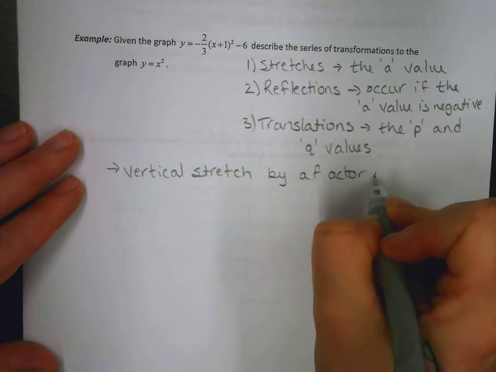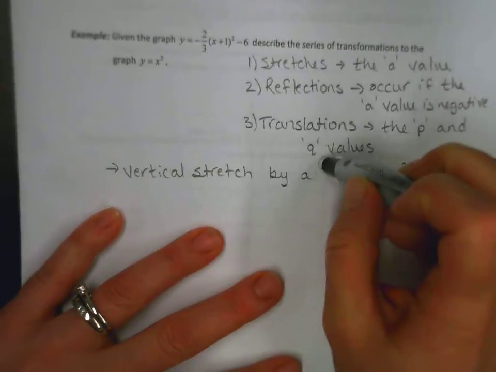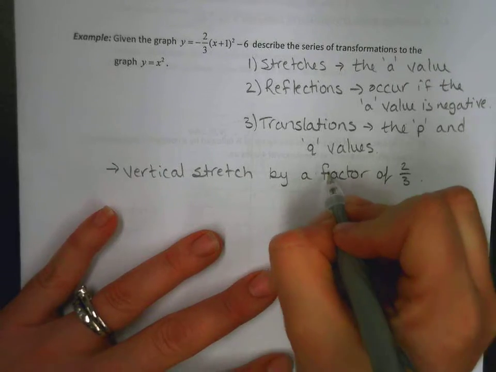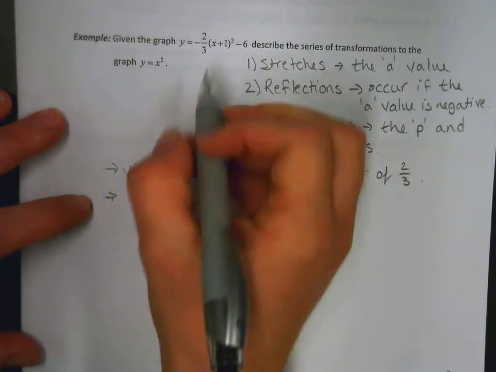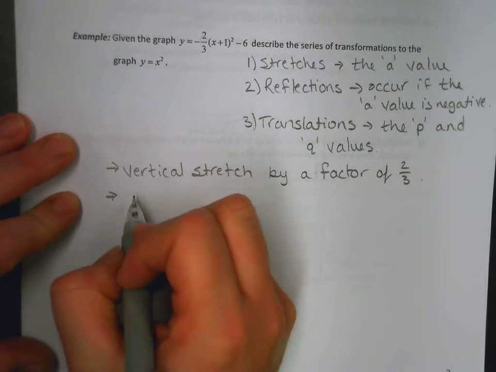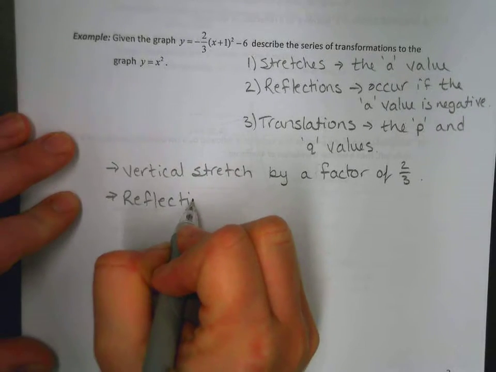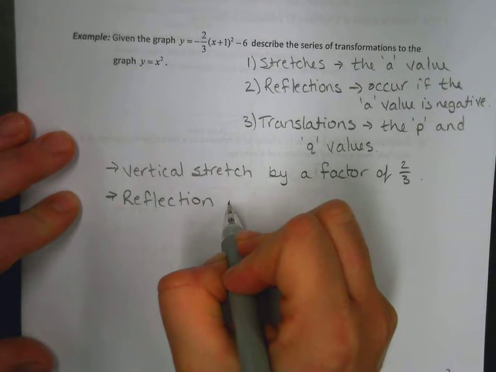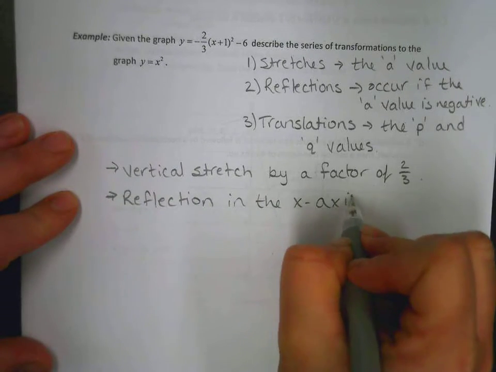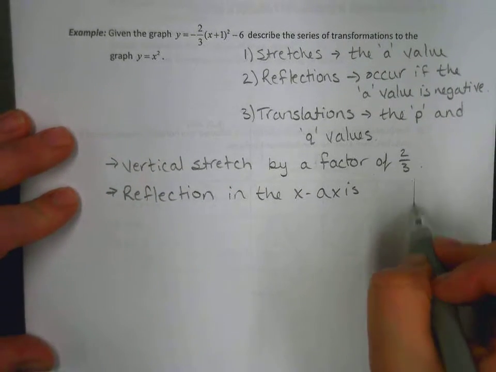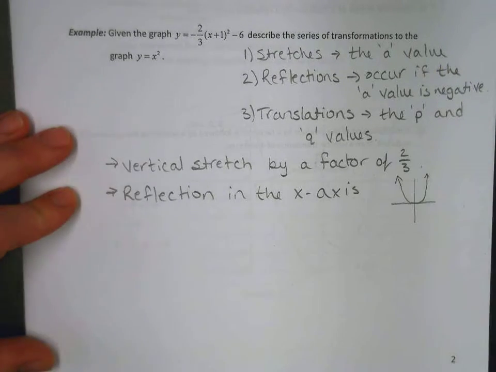Okay, I am then going to talk about my reflection. My a value is negative, so this would have a reflection in the x-axis. Right, so originally our function is opening up, which means a positive a value, but now this is going to be reflected, so then it now opens down. So it's being reflected in the x-axis.